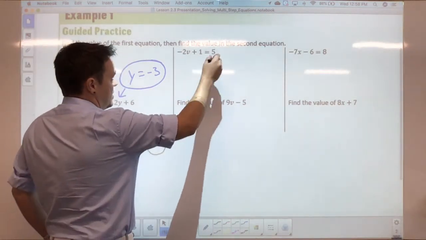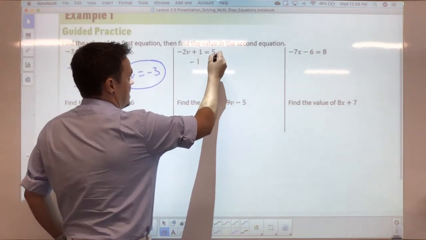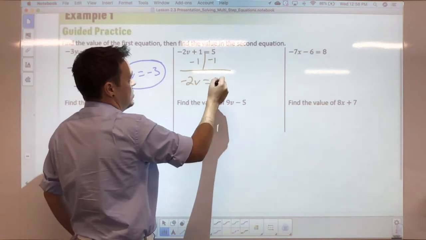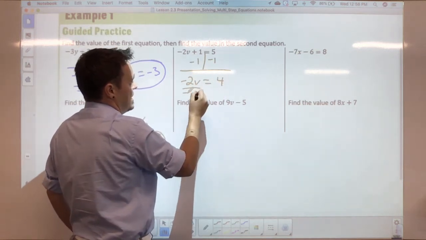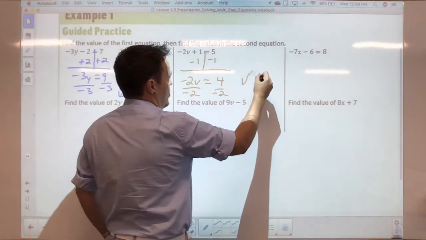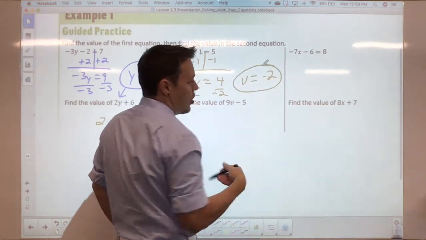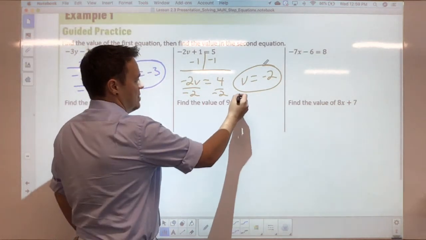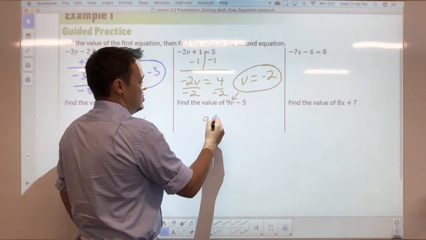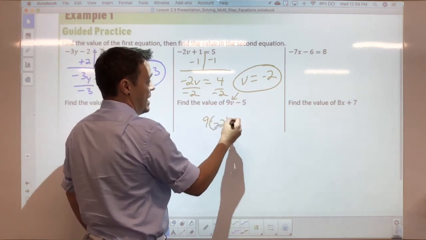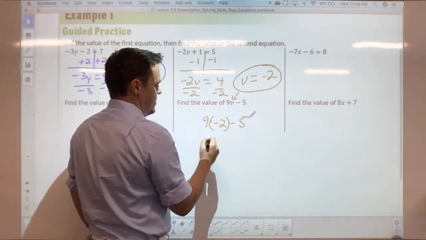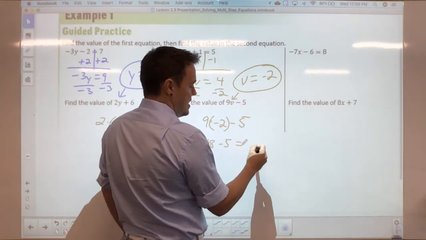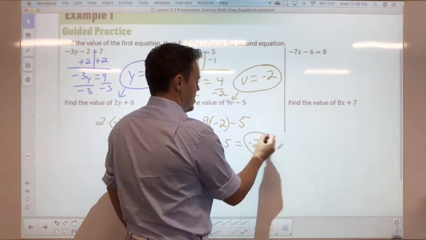On this one here, you would have negative 1, negative 1. Okay, when you're going through this process, negative 2v equals 4. Make sure you take the negativity with you. So you know that v is negative 2. Hopefully you guys are all doing this on your own and just comparing your work with my work. Plug it in. So you have 9 times negative 2 minus 5. So once again, just like the other one here, this ends up being a negative 23.